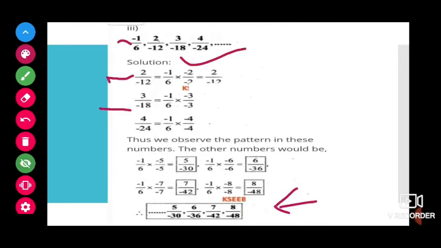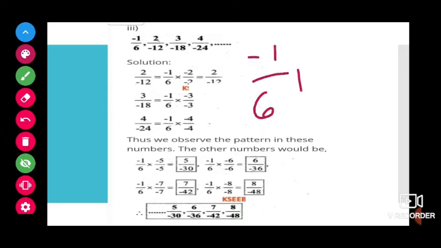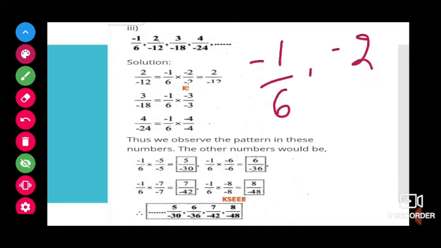Okay. Next one, children, same way. Here the third sum. First minus 1 by 6. The second is 2 by minus 12. So what is the pattern they are following? Here, if we take the standard form of 2 by minus 12, the denominator should not have a negative. Send it to the numerator. So we will get minus 1 by 6, comma, minus 2 by 12.